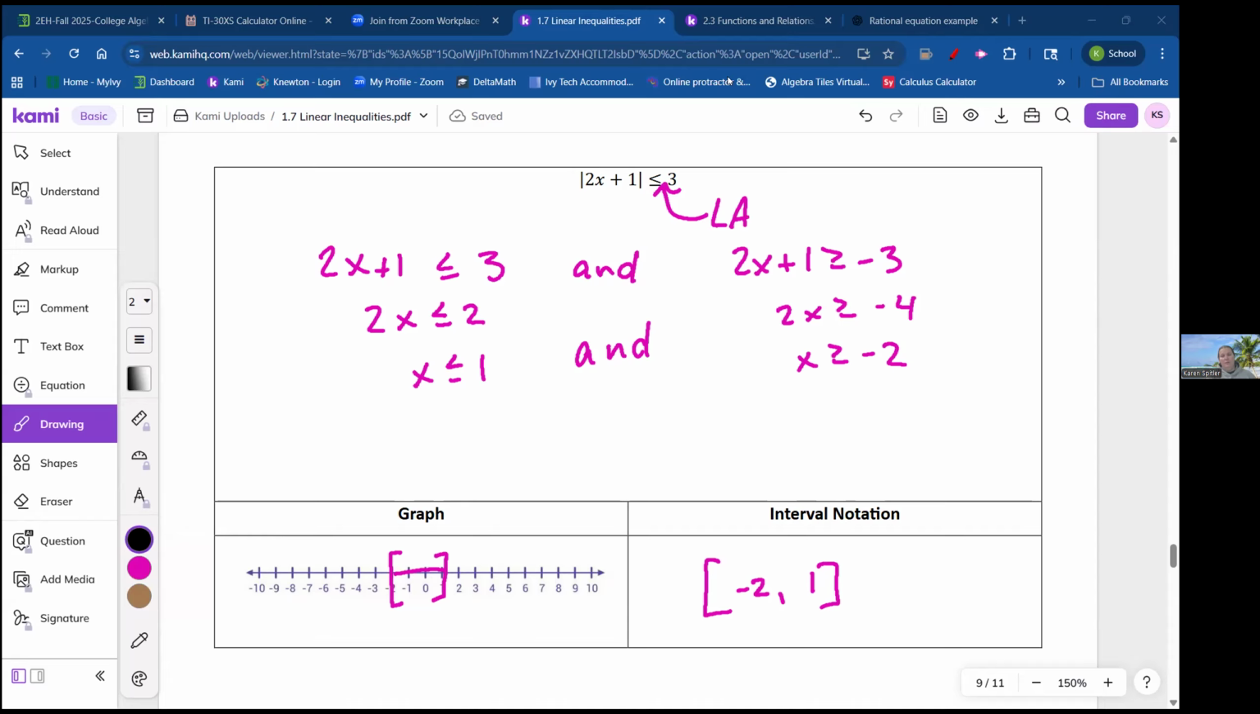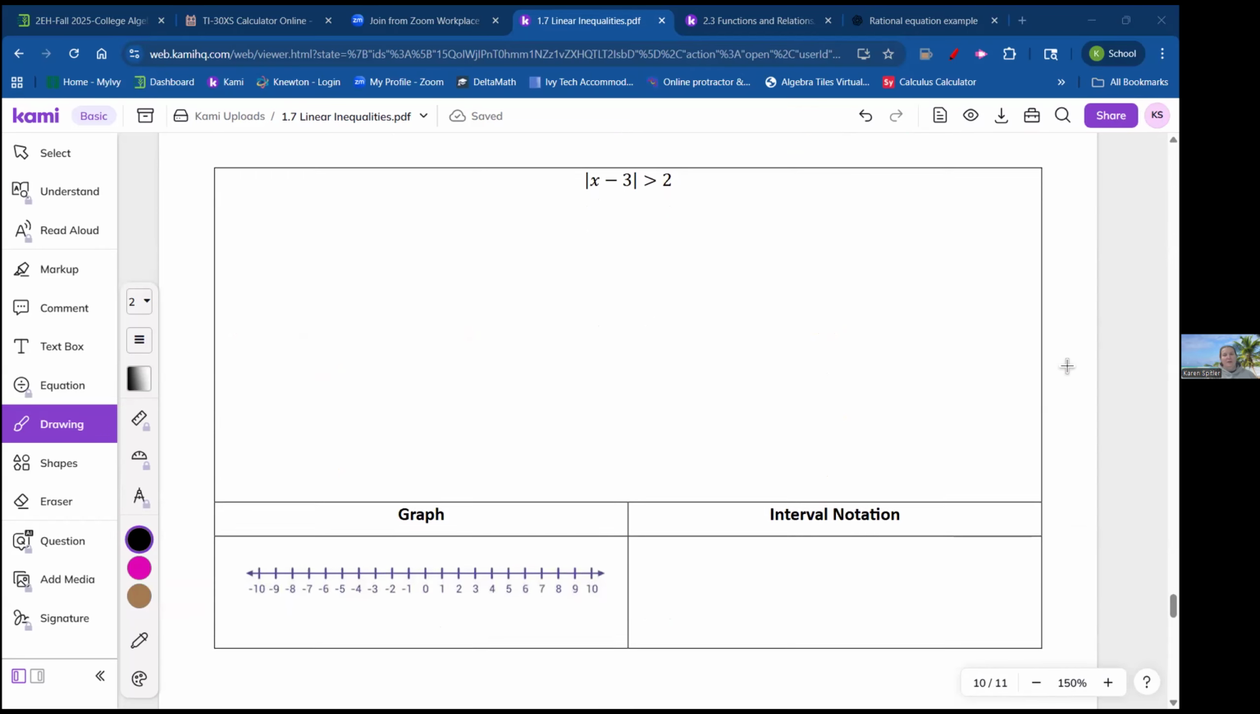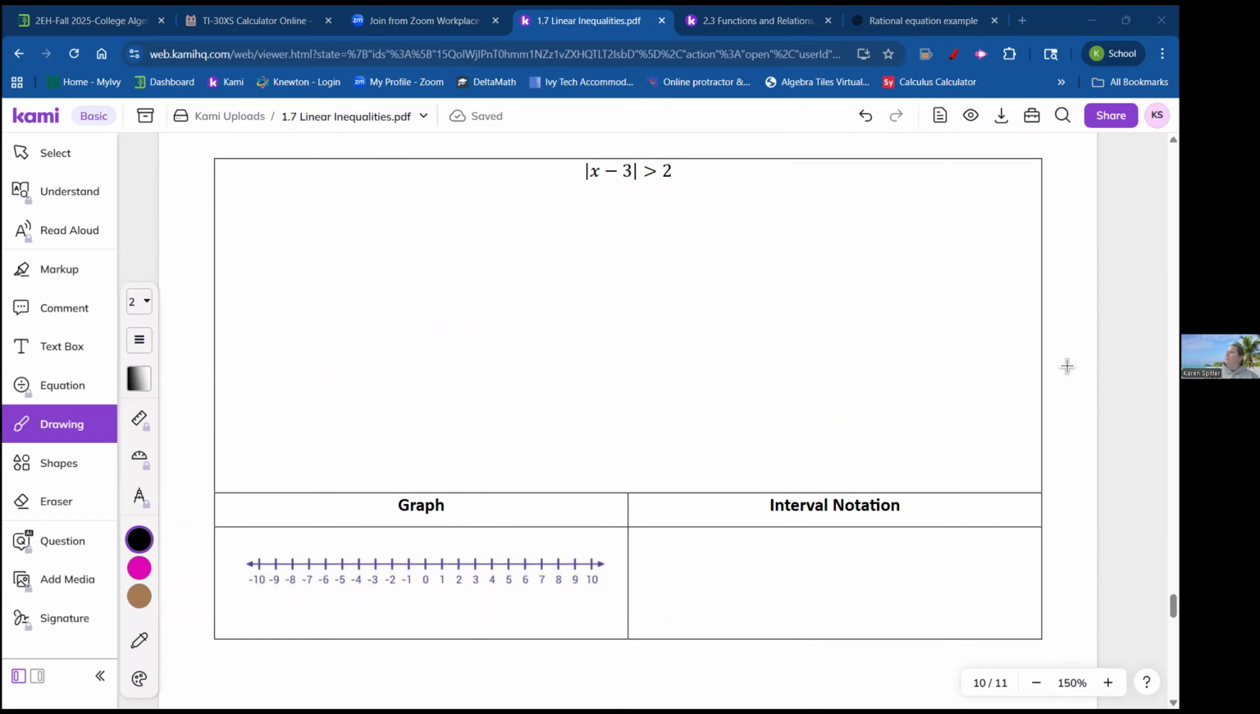I don't care, just as long as you know it's an "and" is the important thing. All right, so now we have greater thans. Okay, we have greater thans. So we've got, this is a go because it's a greater than. So it's a go. So you have x minus 3 is greater than 2, or x minus 3 is less than negative 2. Again, keep the flipping opposite.